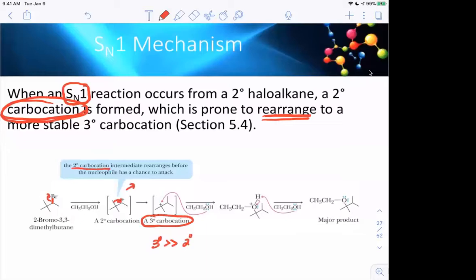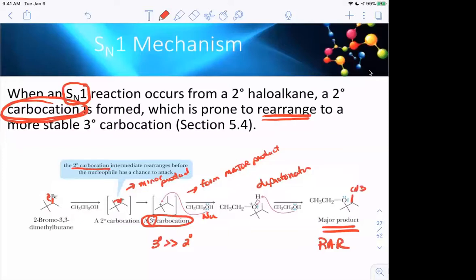So this actually doesn't react, and if it does, it forms a very minor product. This is going to form the major product because this is more stable. And then my nucleophile is going to attack the tertiary carbocation, and then I have this last deprotonation step. So I have the major product being the product of a rearrangement. The carbocation skeleton has now rearranged because this carbon has shifted. This undergoes a 1,2 methyl shift in the rearrangement.